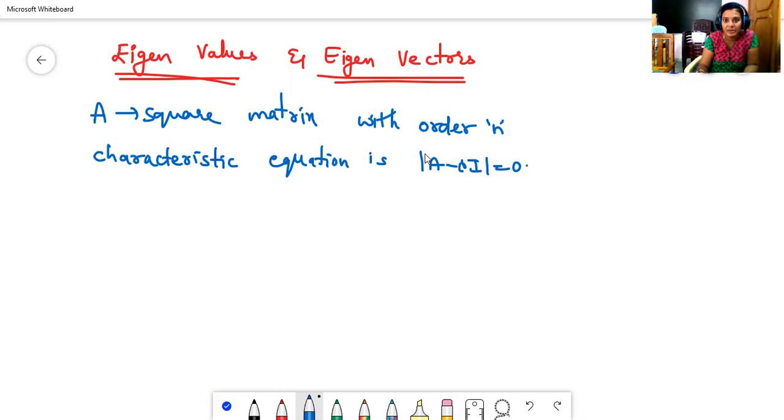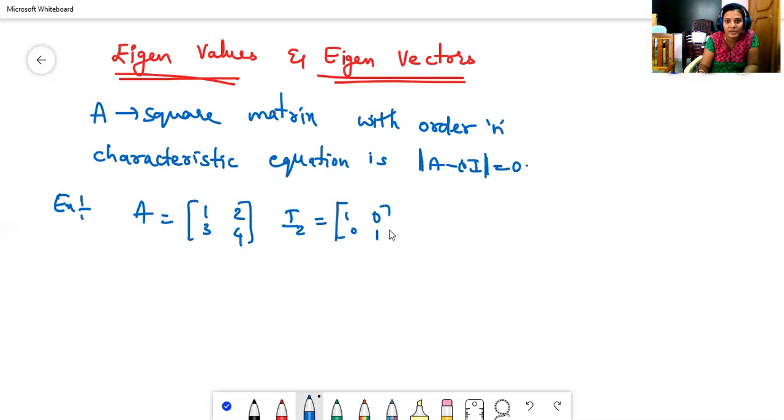From this, taking the determinant, if we take a 2 by 2 matrix, then lambda is squared. If we take a 3 by 3 matrix, then lambda is cubed. For example, I am taking A equal to 1, 2, 3, 4. This is a 2 by 2 matrix. Now we know that the identity matrix I2 is nothing but second order, 1, 0, 0, 1.